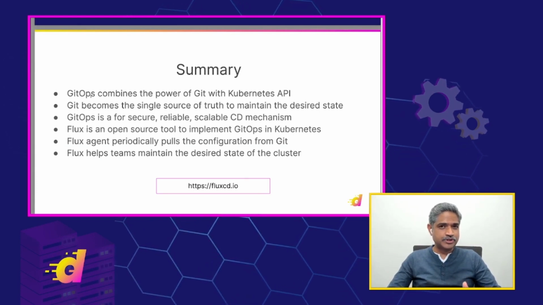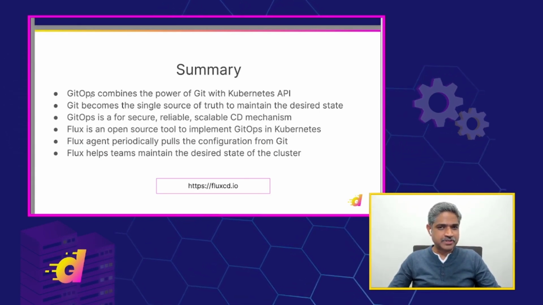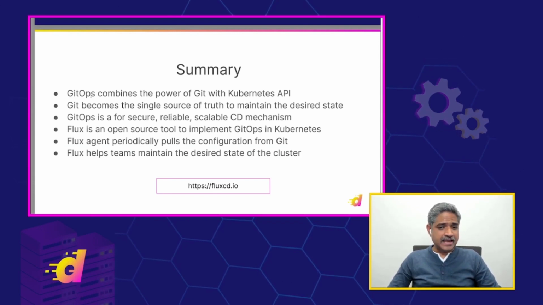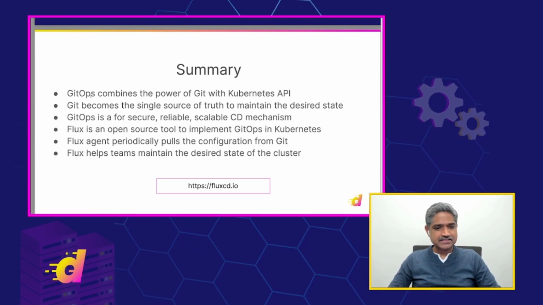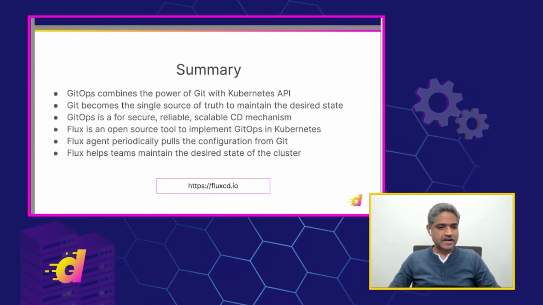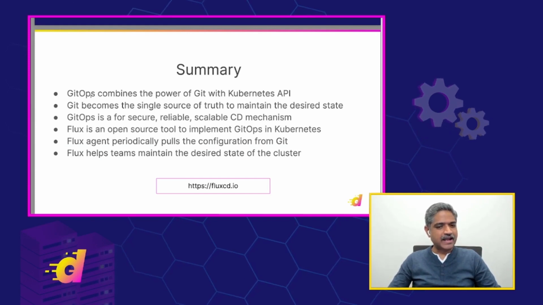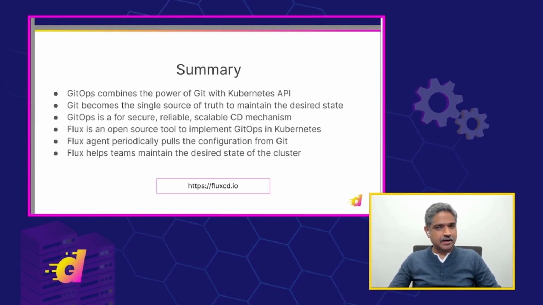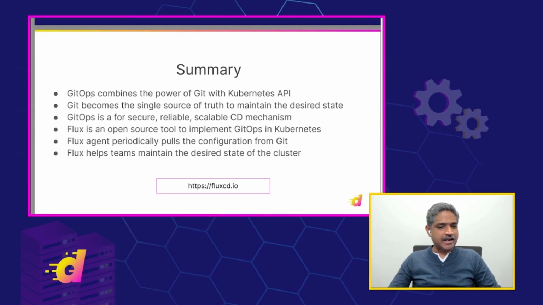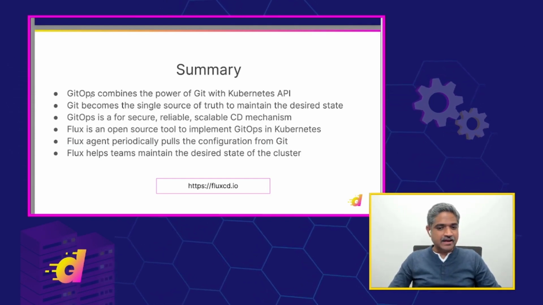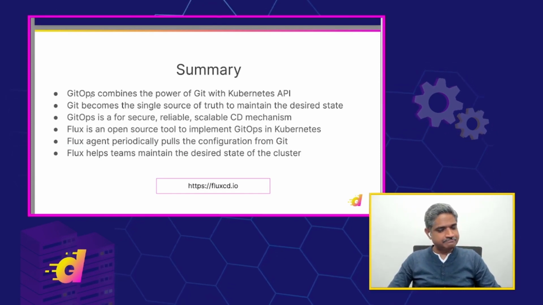You don't need to expose your Kubernetes clusters to developers or third parties to perform deployments. And behind this magic is Flux, an open source tool to implement GitOps in Kubernetes. The agent periodically pulls the configuration from Git and applies the changes to the local API server, and it also monitors and maintains the desired state of the cluster. If you are interested, you can visit fluxcd.io and learn more about it.